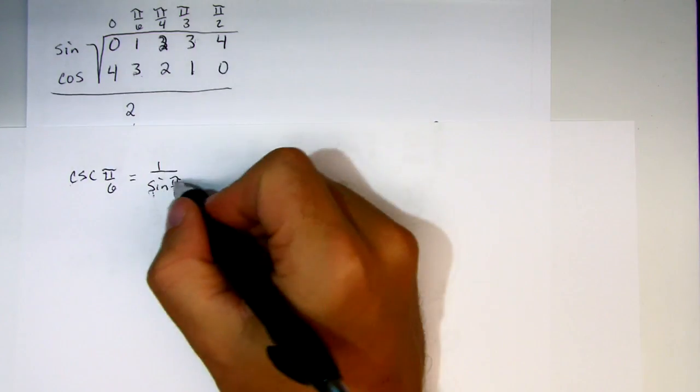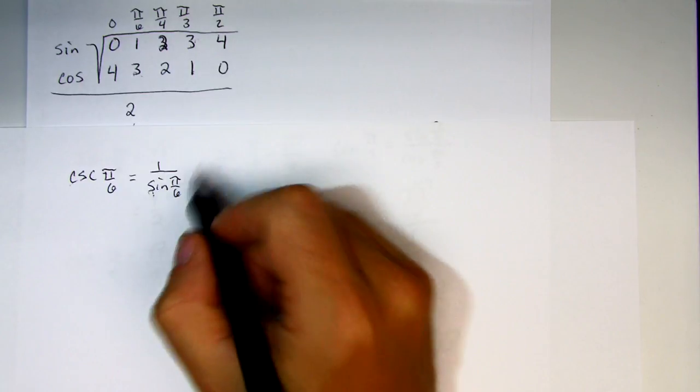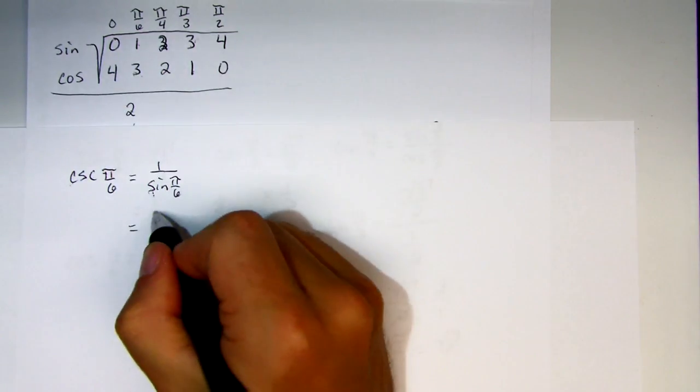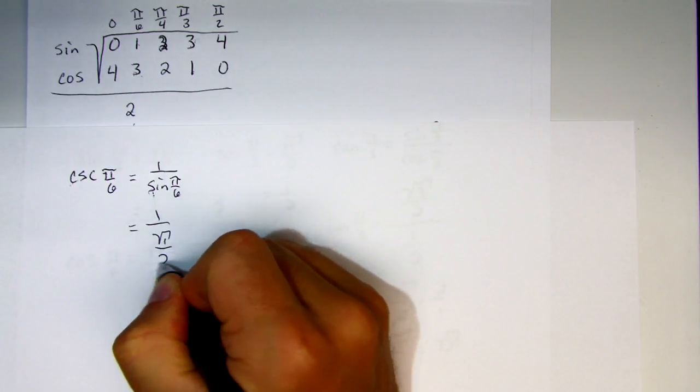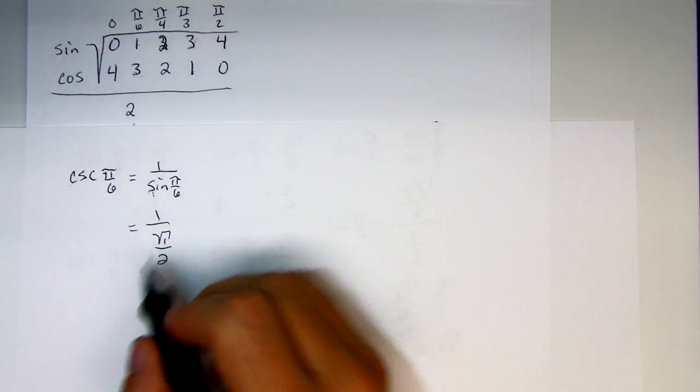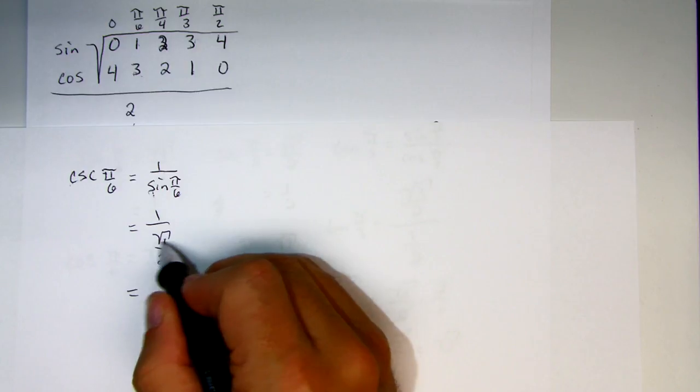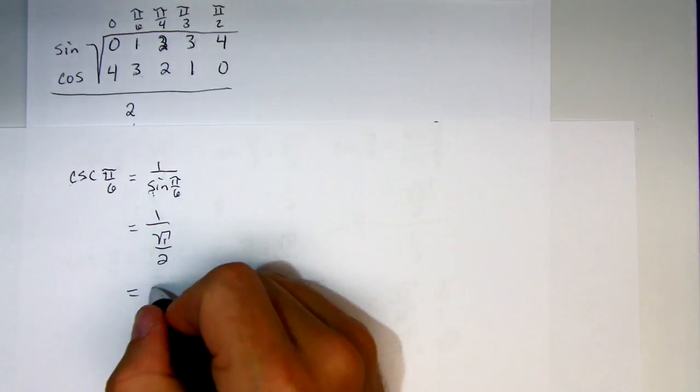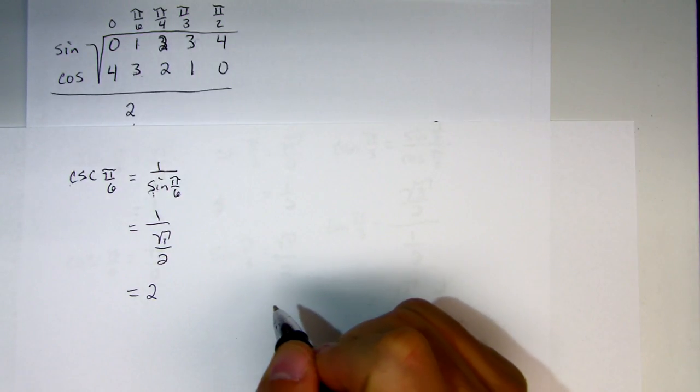So let's try this. 1 over sine of pi over 6. So sine of pi over 6 is radical 1 over 2. So I get 1 over radical 1 over 2. And then we invert and multiply this. Radical 1 is just 1. We invert and multiply, and we get 2. Okay.